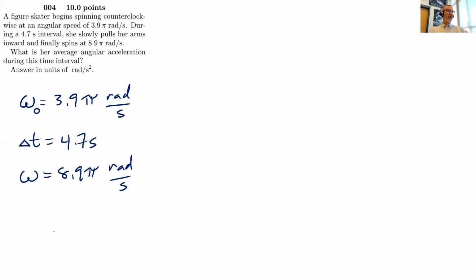And so what we have is an angular acceleration. The angular acceleration is given by the symbol alpha instead of a. And just like my acceleration is the change in velocity divided by time, my angular acceleration is going to be the change in my angular velocity divided by my change in time. So if I'm looking for my angular acceleration, I need my change in angular velocity and the change in time.